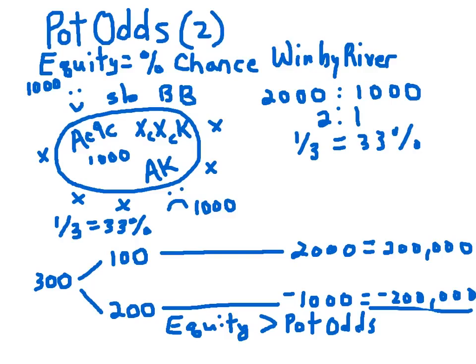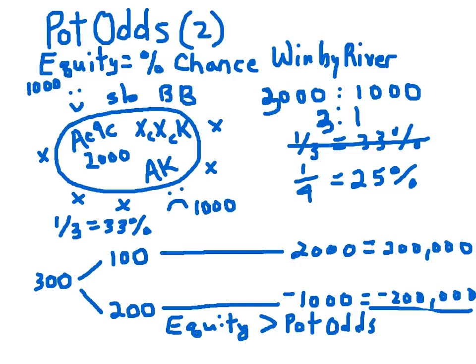So instead of the pot being 1,000, let's say it's 2,000. So when our opponent goes all in, the pot becomes 3,000, and we're still facing that 1,000 call, so our pot odds are now 3-to-1 instead of 2-to-1. In percentage terms, that's 1/4, or pot odds of 25%. Our equity is 33%, so it's indeed greater than our 25% pot odds.